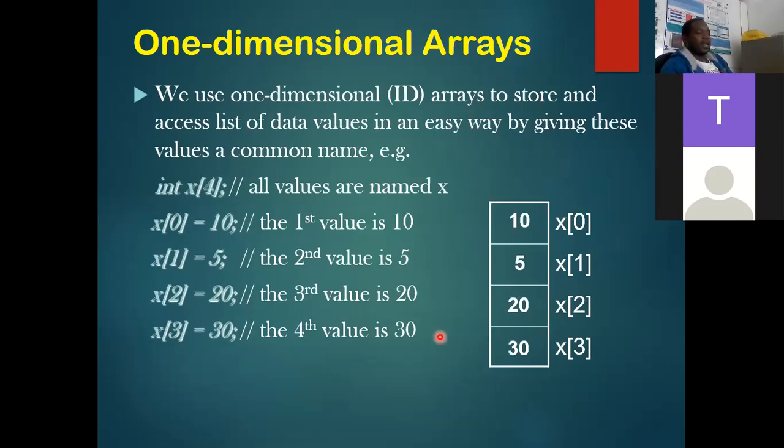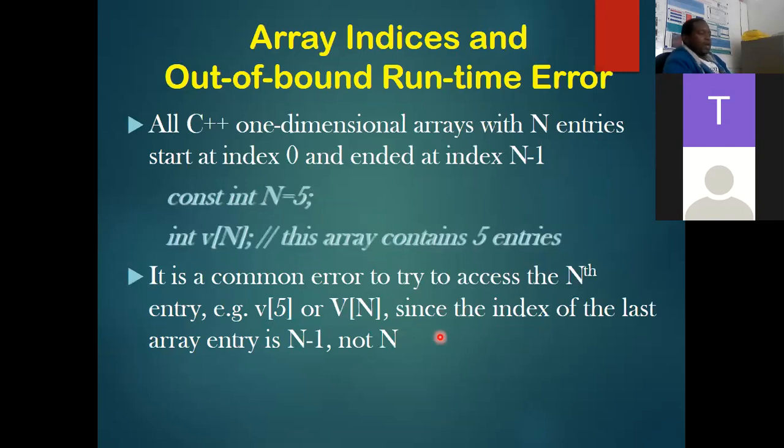Then there's a common error when you are trying to access arrays, whereby if you are given an array with, say, 5 elements, there's always an error of trying to access the 5th element using the index 5. So we know that the highest index that you can have in an array is n-1, or the size minus 1, because we always start at 0 when pointing to our elements.